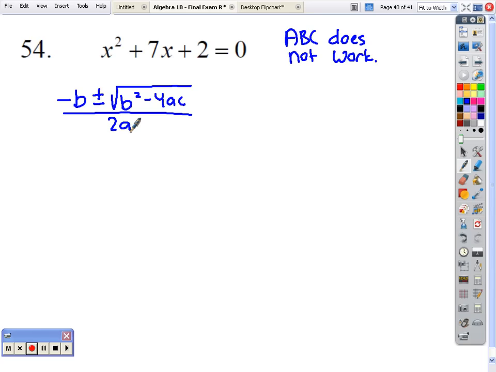And to get a, b, and c, just do the same thing you did before. So a would equal 1 here, b would equal 7, and c would equal 2. Now I'm just going to plug that in and solve. So I have negative b, so that's going to be negative 7, plus or minus.